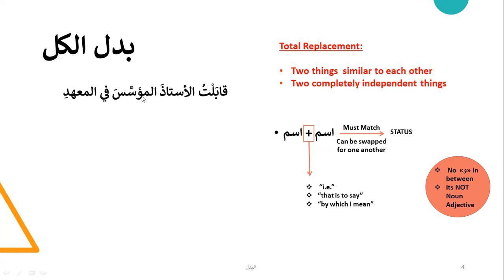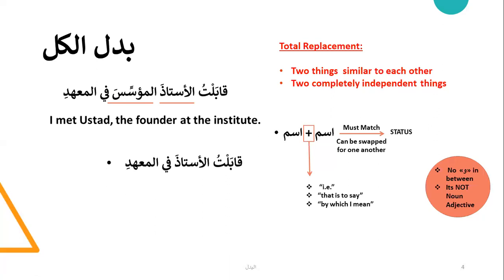So for example, I am saying Qabaltu al-Ustad al-Muassisa fil Mahdi. The translation would be, I met Ustad, the founder, at the institute. Notice al-Ustada and al-Muassasa are al-Badal al-Kul. How? First of all, you can see they match in status. So this condition is fulfilled. Now, can they be swapped? Let's see. Qabaltu al-Ustada fil Mahdi. We omitted al-Muassisa and it is still making sense. Second option would be Qabaltu al-Muassisa fil Mahdi. So al-Ustada was replaced by al-Muassisa and it makes complete sense.